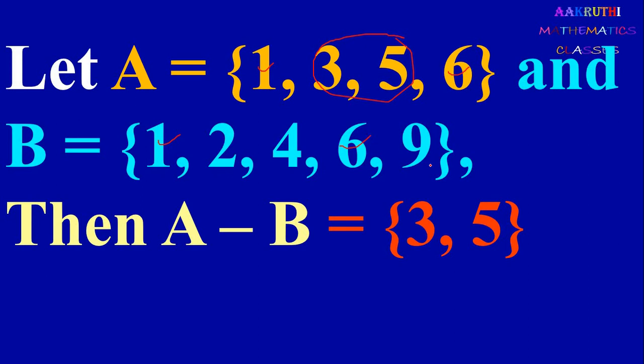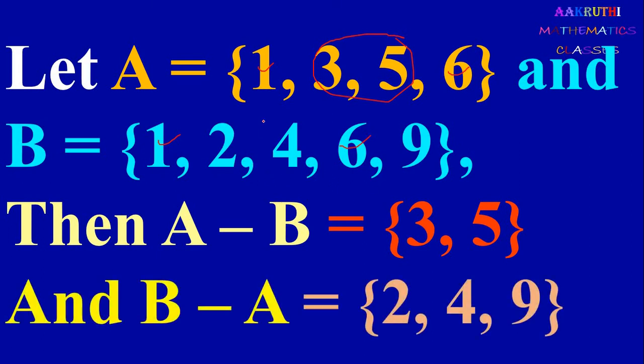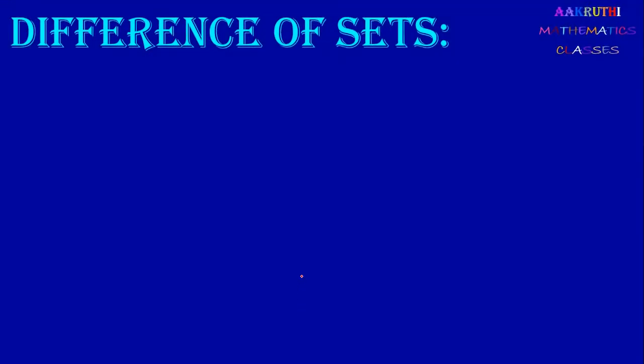At the same time, what is B minus A? From B, you have to remove the common elements. That is, 1 and 6 we remove. Remaining is 2, 4 and 9. So therefore, B minus A is {2, 4, 9}. You have to remove the common elements and write the remaining elements. That is called the difference of two sets. It is denoted by A minus B and B minus A. So these are called the difference of sets.